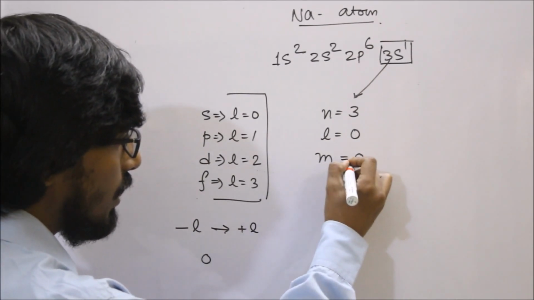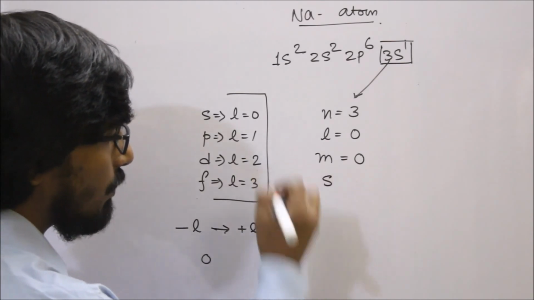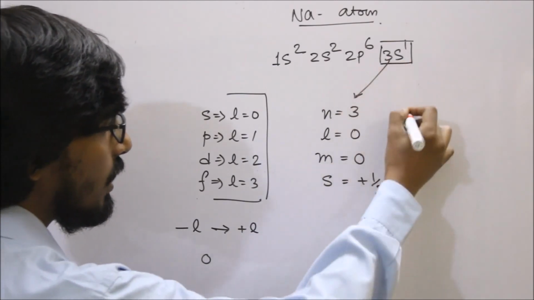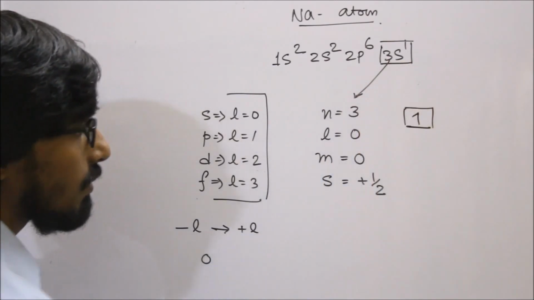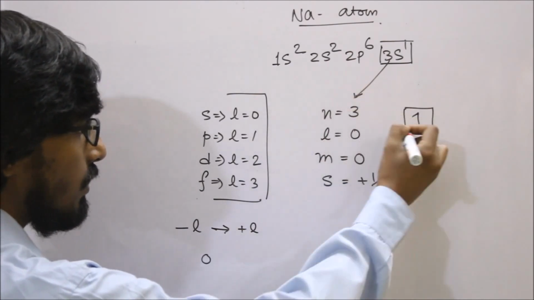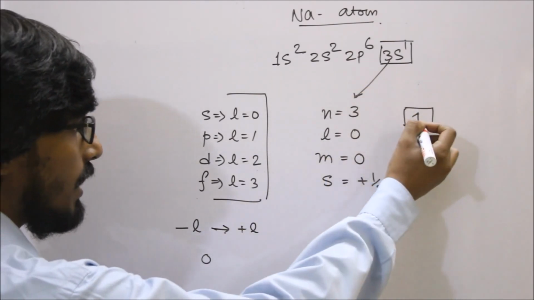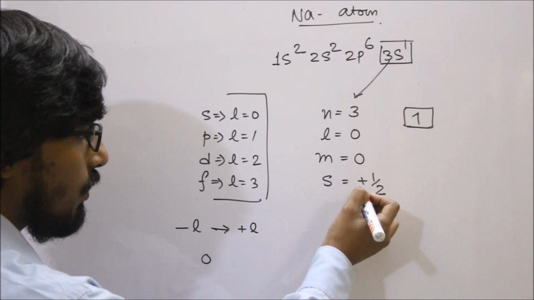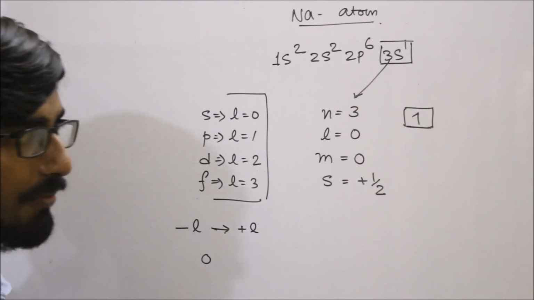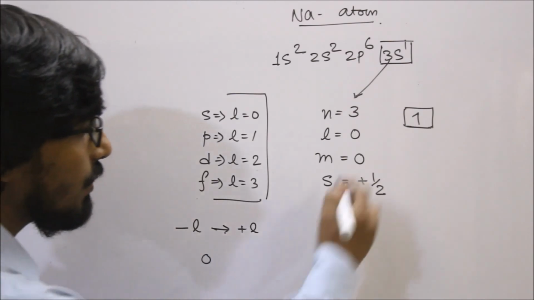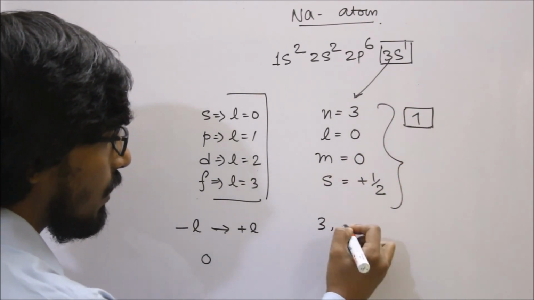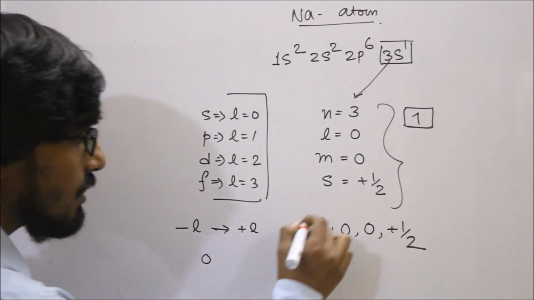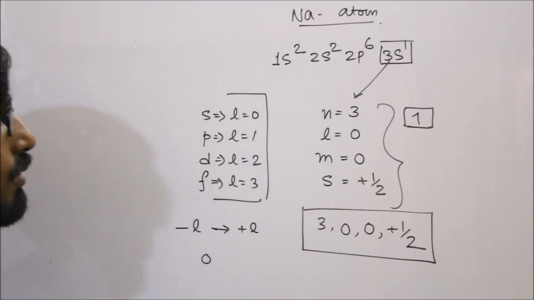Now the last quantum number, that is the spin quantum number, s, equals plus half, because one electron is present in the s orbital, and here we will consider that the spin of this electron is clockwise, so this is represented as plus half. So the set of quantum numbers will be 3, 0, 0, plus half. So this is the set of quantum numbers of the sodium atom.